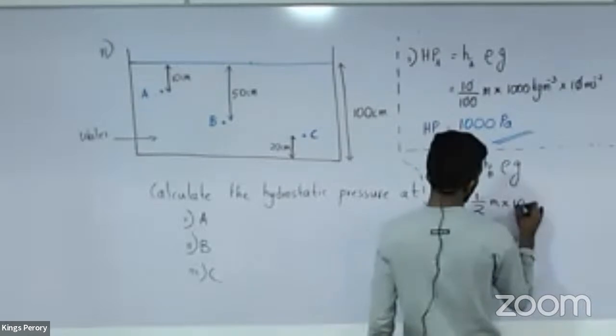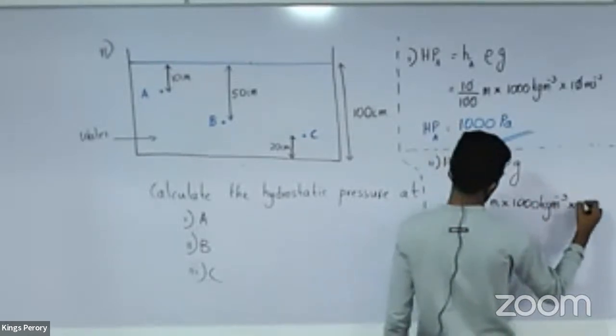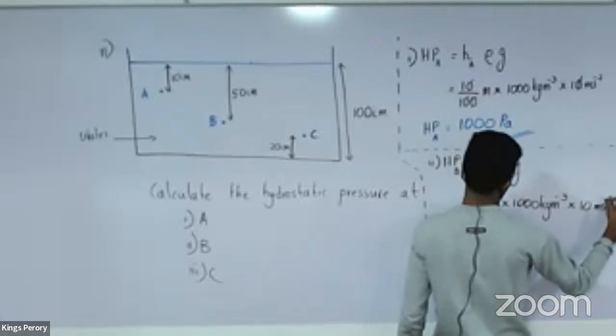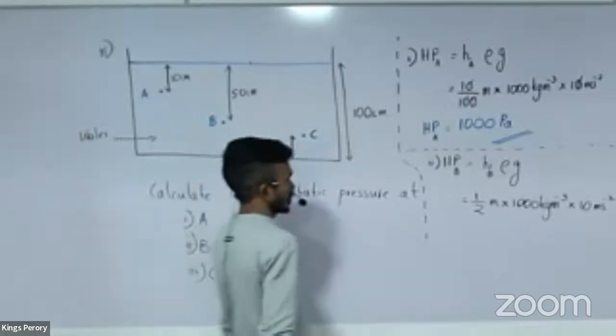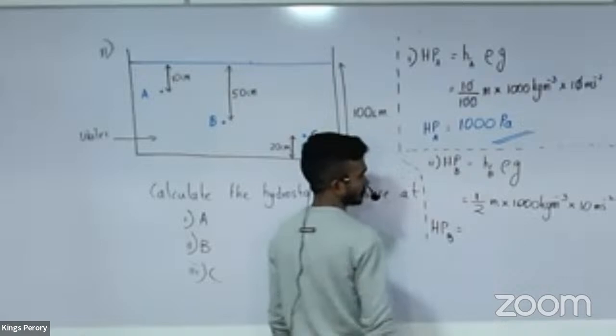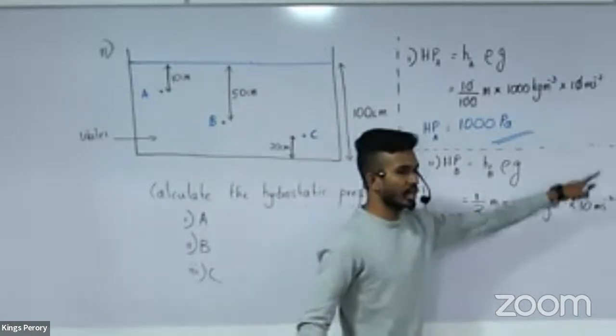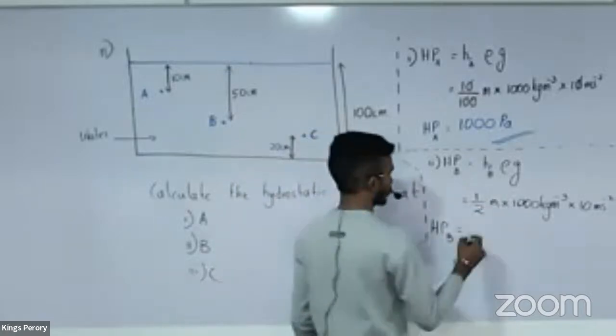Multiplied by density, 1000 kilogram per meter cube. Gravitational acceleration 10 ms to the power minus 2. From there, hydrostatic pressure at B, how much? Half of 10 is 5. 5 into 1000, how much? 5000 Pascal.